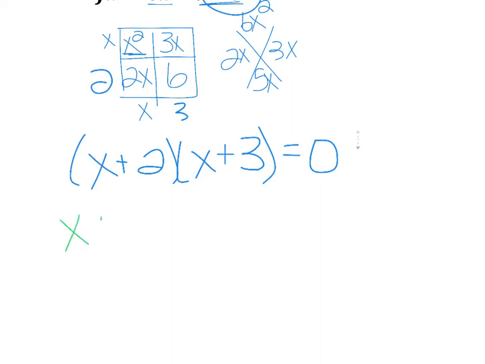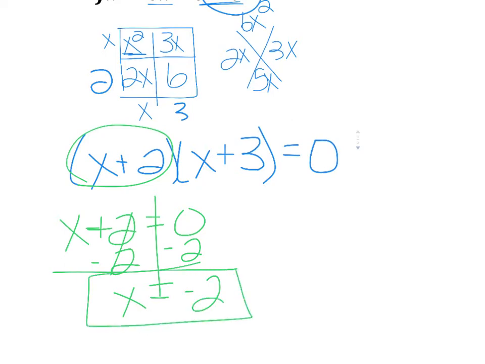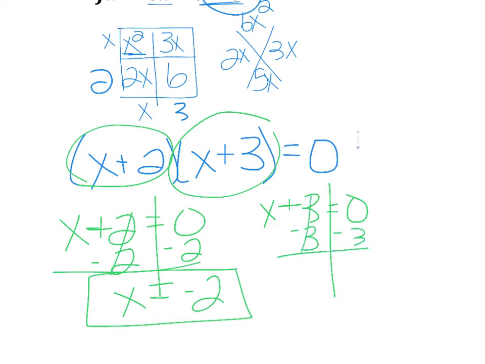For example, I'm taking my x plus 2, setting it equal to 0, and now I'm going to solve. I'm going to try to get x by itself, so I subtract 2 from both sides, and I end up with x equals -2 as one of my answers. Same thing with the other parenthesis. We take x plus 3 equals 0 and solve for x. I subtract 3 from both sides to get x equals -3. So we found both of our answers, and we did that by factoring and solving.